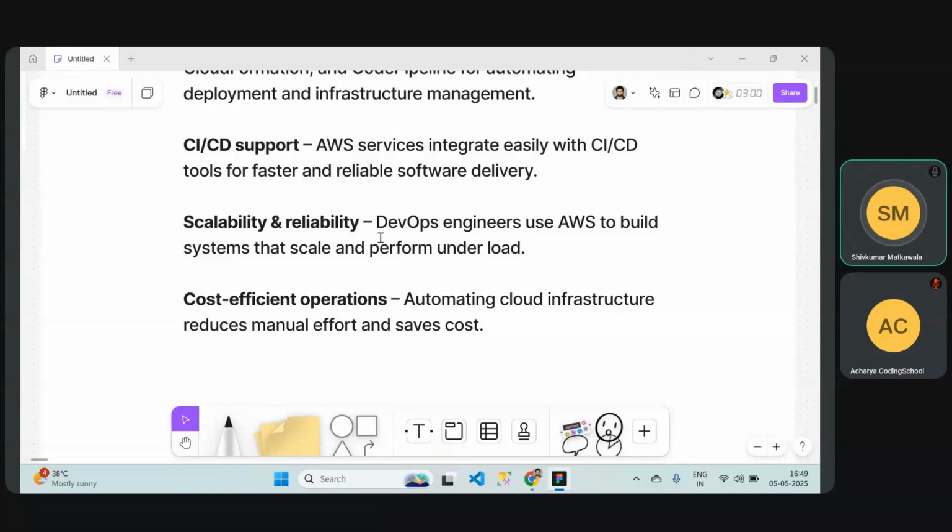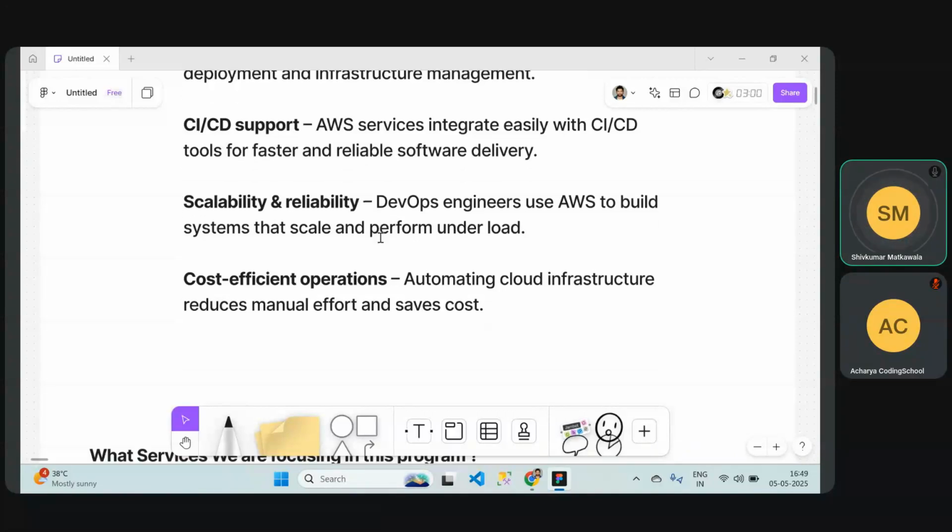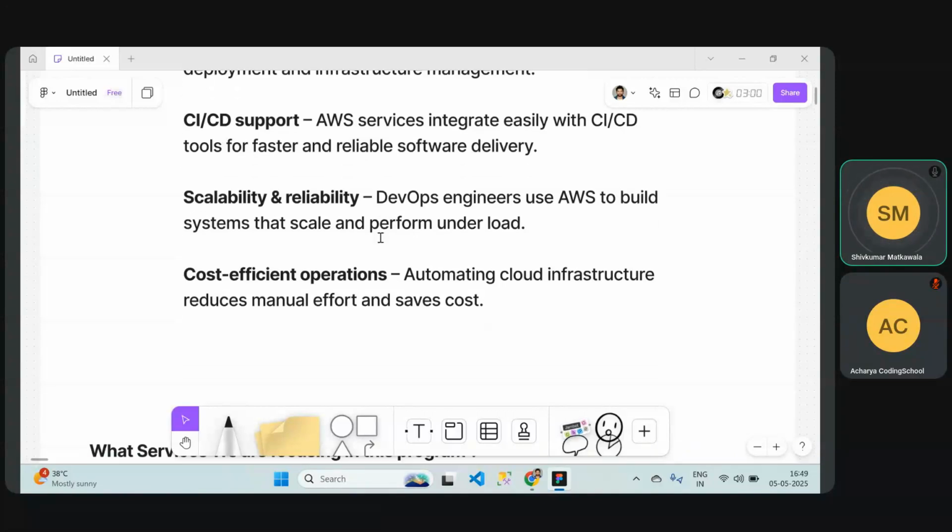99.9% reliability. What does reliability mean? You have your infrastructure, and there is that trust that your infrastructure is not going down at the moment. So DevOps engineers use AWS to build systems that scale and perform under load.